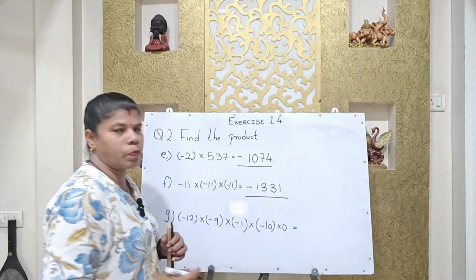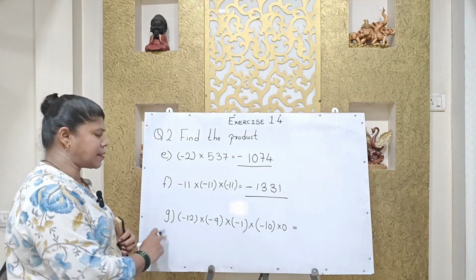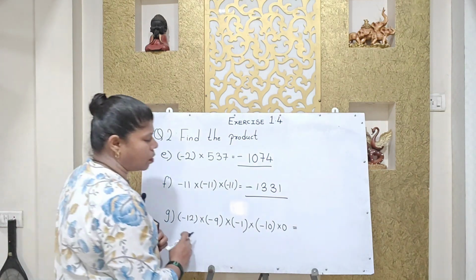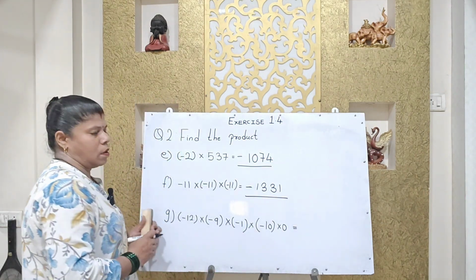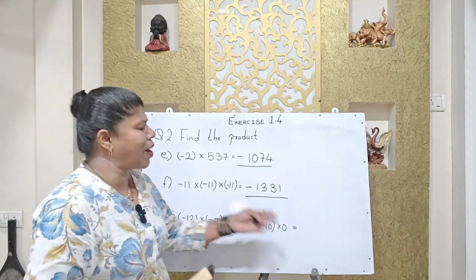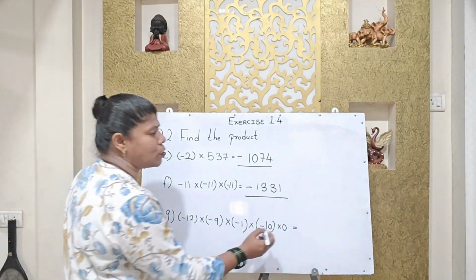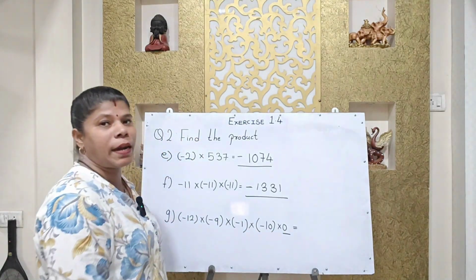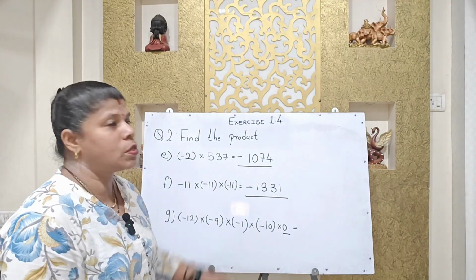Answer is here. Now in the next sum, they have given a lot of numbers here. 1, 2, 3, 4, 5. But at the end, we have a 0.